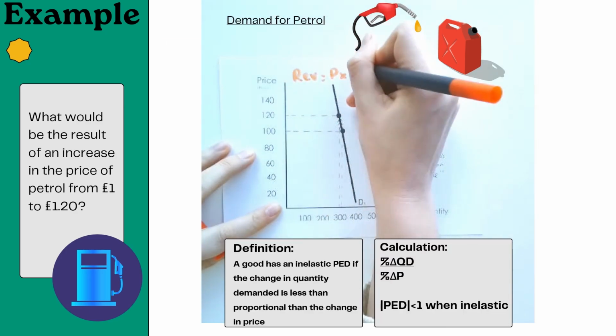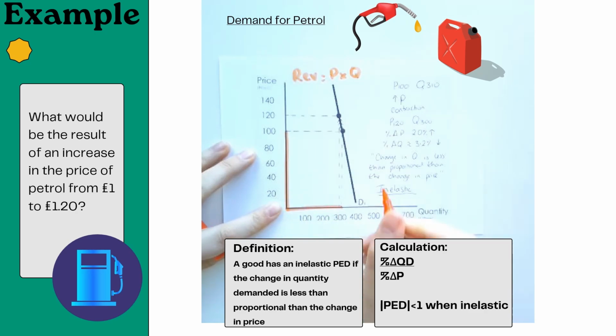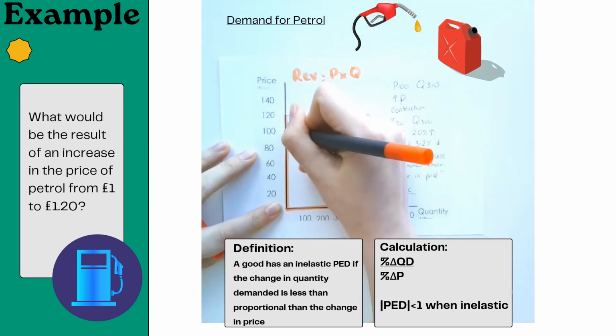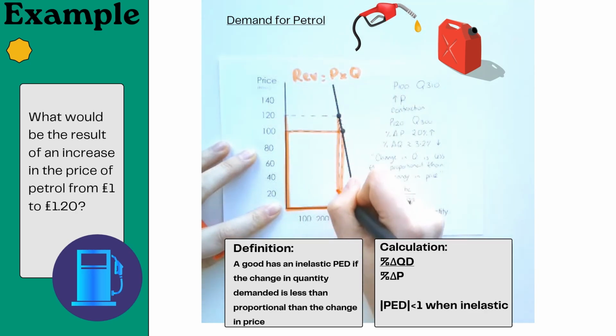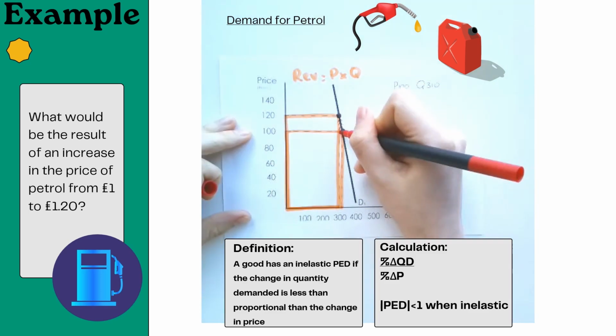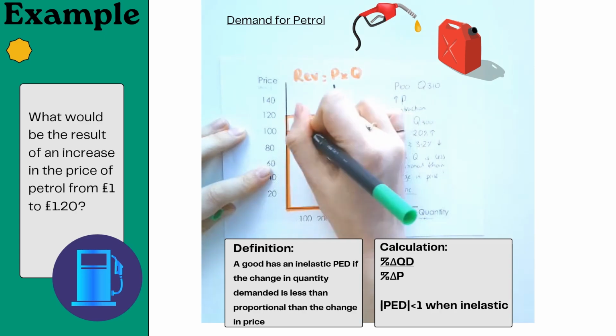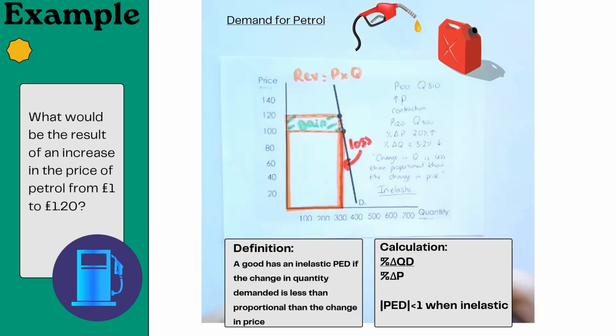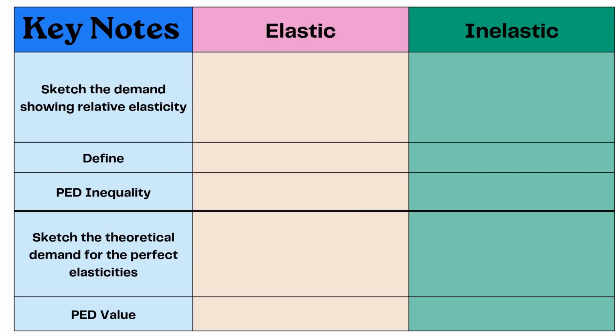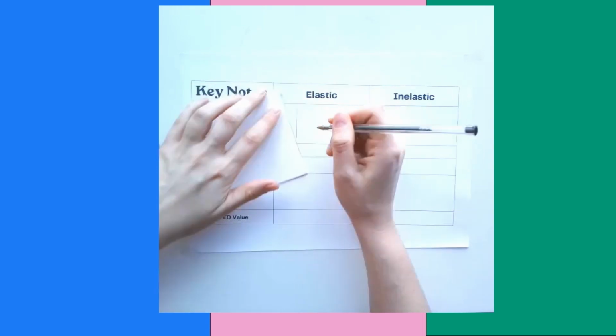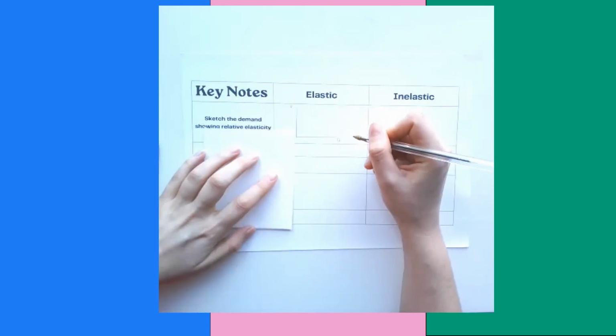We know that total revenue is price times quantity, which can be represented by the area of the rectangle on the screen now. When price increases for a good with an inelastic PED, we can see that the loss in total revenue is much less than the gain in total revenue. So overall, total revenue will increase. It is so important that you consolidate your notes. So pause here and make sure you can fill in this grid with what you've learned so far. Here is me filling in the grid on double speed just to make sure you've got your notes down.